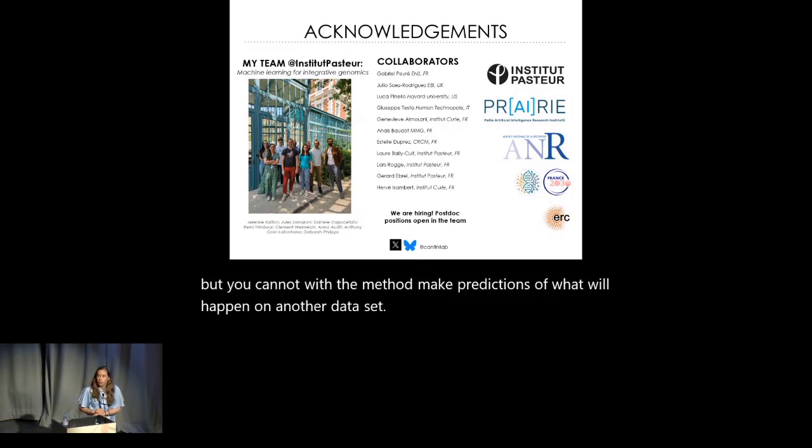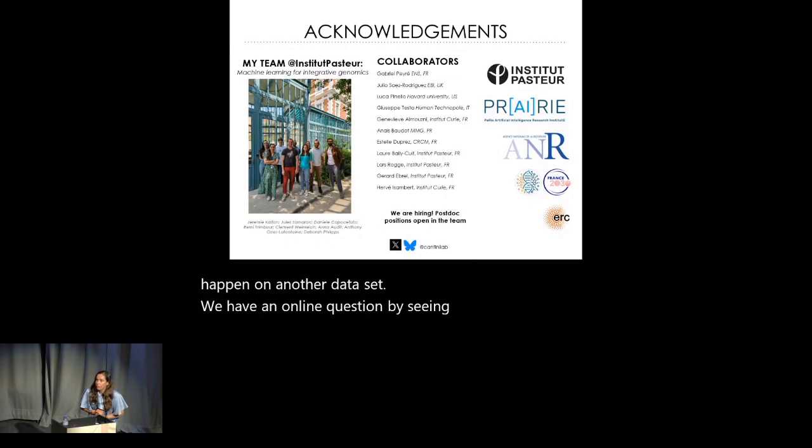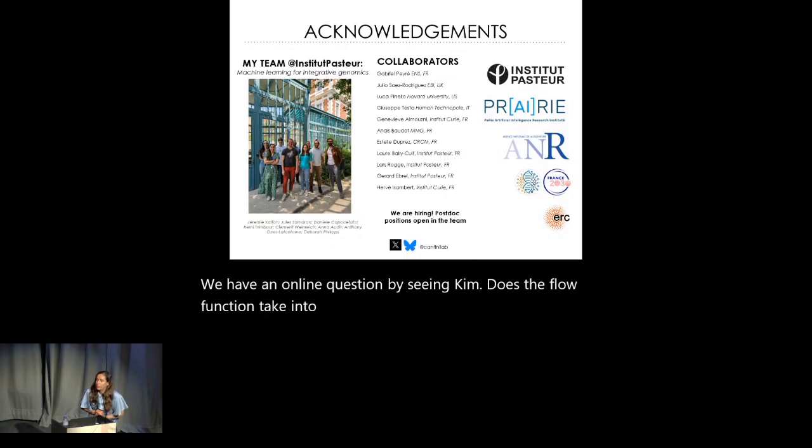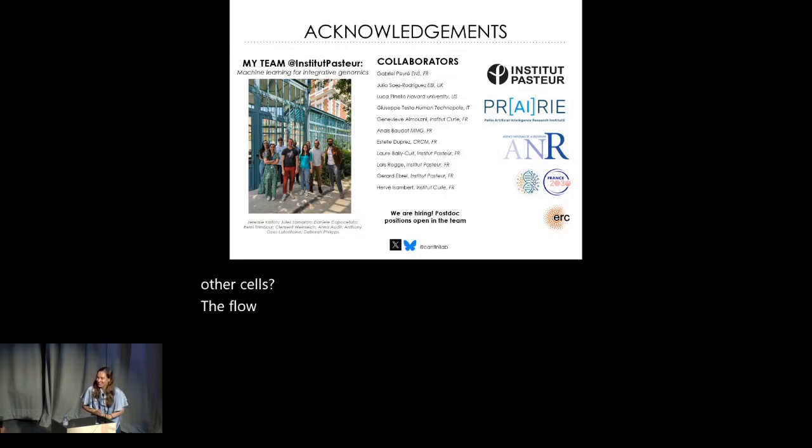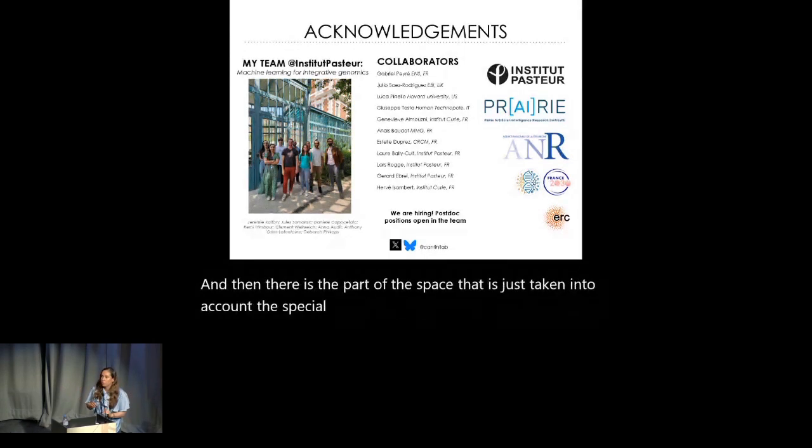We have an online question by Zien Kim. Does the flow function take into account the gene expression activity of other cells? The flow function... which maybe is the trajectory inference. So there is the linear part that is taking into account the expression of all the other cells, and then there is the part of the space that is just taking into account the spatial coordinates, and it doesn't care at all about the expression.